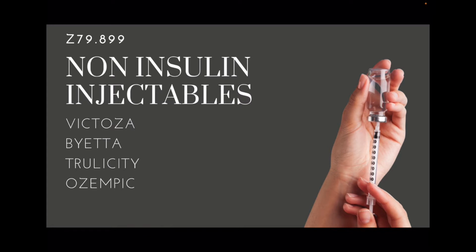And then the last category of drugs doesn't really have a specific ICD-10 code. We have to use a less specified code, which is Z79.899, which is, I think, long-term use of other drugs. And that is your non-insulin injectables. That's like Victoza and Trulicity. And you've probably seen a lot of commercials for Ozempic. These are drugs that the patient may inject at home, usually once a day. I think Ozempic is once a week.